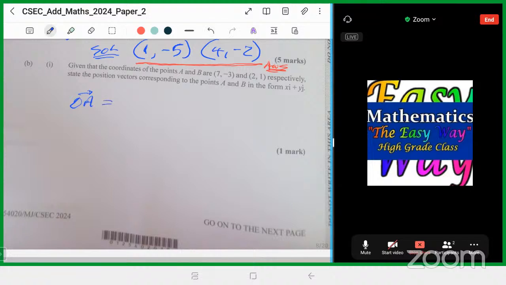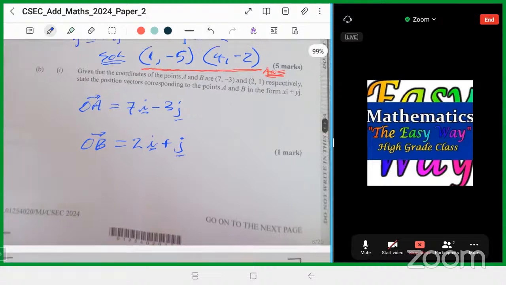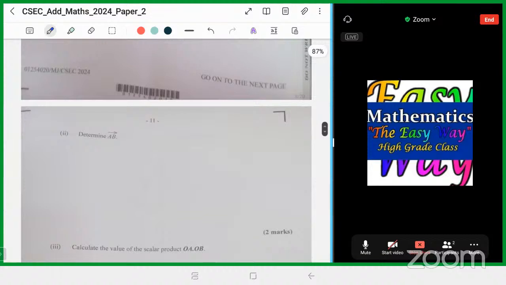OA is 7i minus 3j. That's for this point. And then for B, which is OB, it's going to be 2i plus 1j, which is just j. So 3 marks there. Then I want us to determine the vector AB, and the vector AB is equal to OB minus OA.